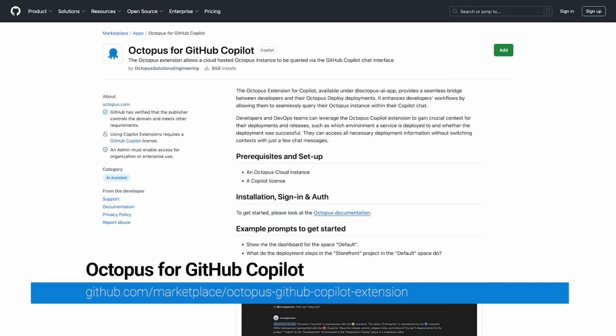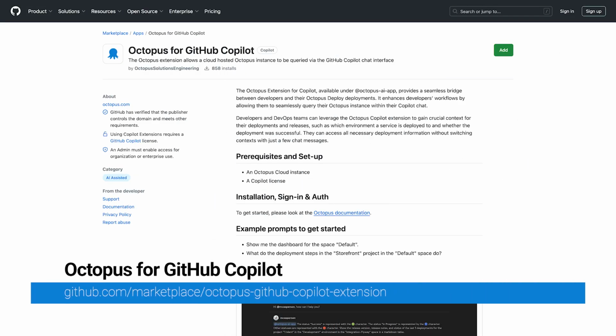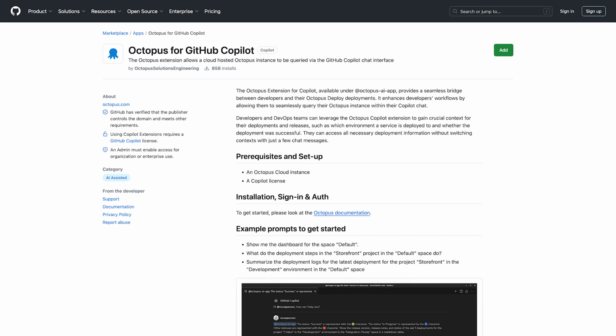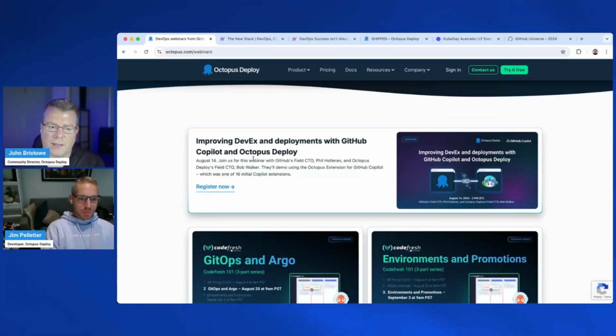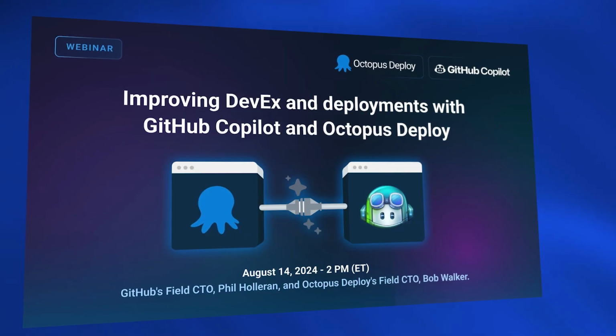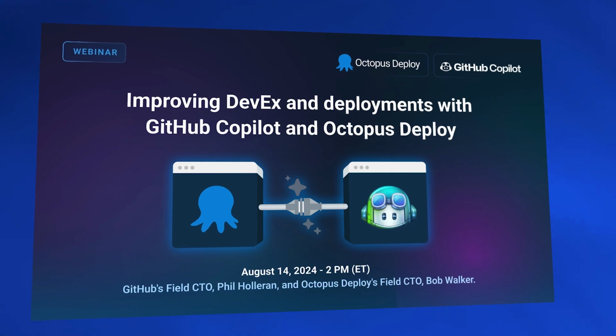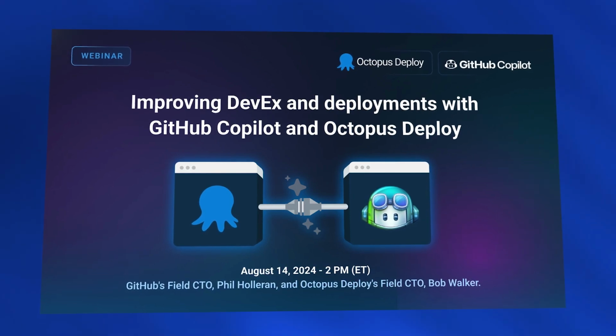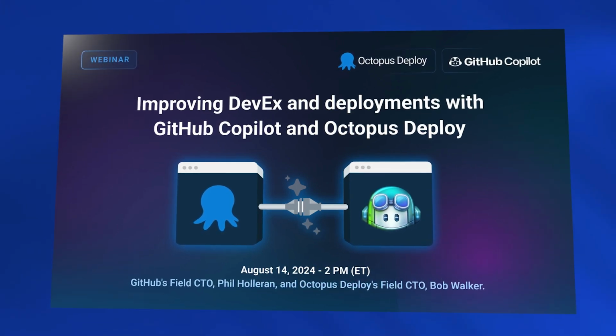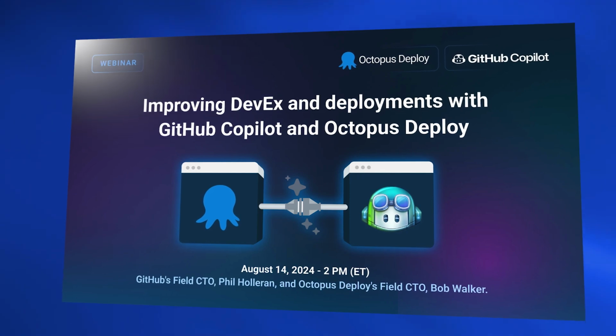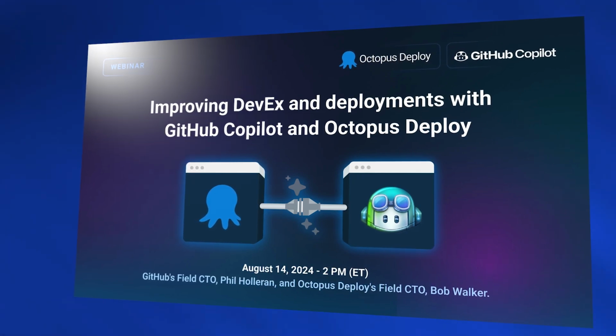So for those who don't know, we actually have an extension for GitHub Copilot for Octopus. What that allows you to do is, with an IDE-like experience like Visual Studio Code, you can query an Octopus instance via Copilot. And so Phil and Bob will be talking about that and other things, the AI revolution that's coming. This is all happening on August 14th at 2 p.m. Eastern. So make sure to register for that, and you can check that out.